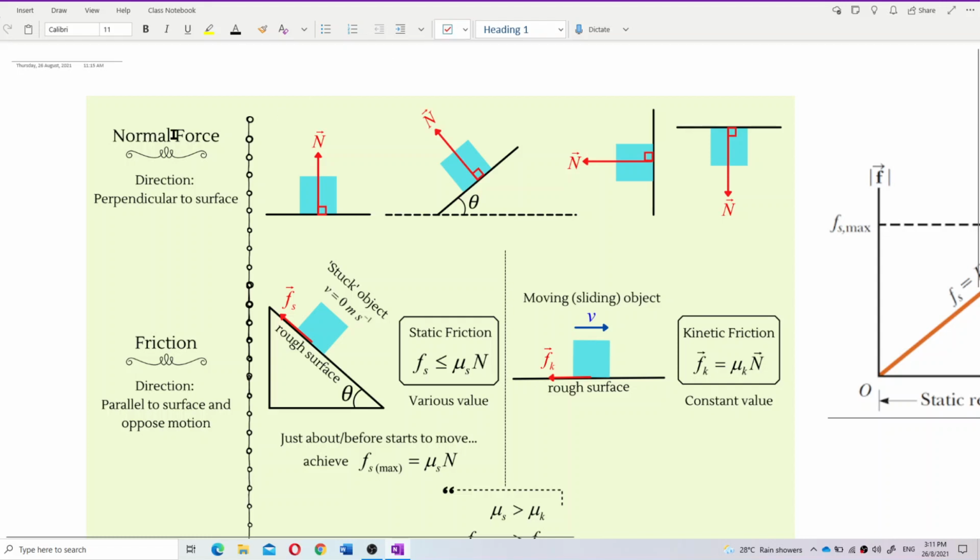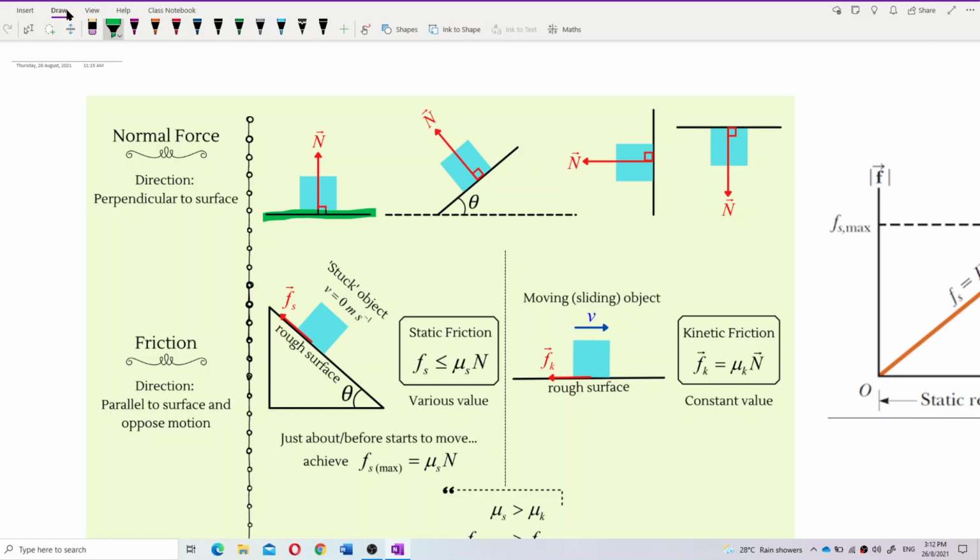Okay, normal force. Normal force only exists if you have a surface in contact. Like you see here, maybe I should draw something. Here we have a surface in contact with the block. Important thing, we must have a surface in contact with the block, then it must have a normal force.